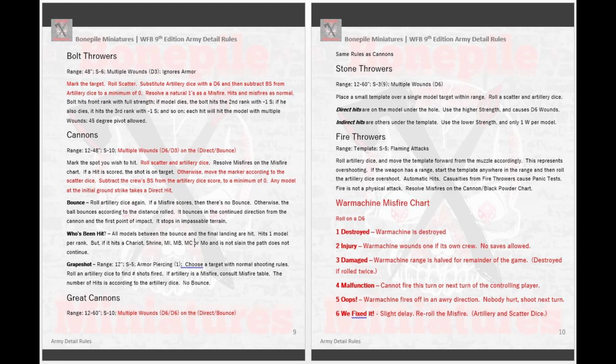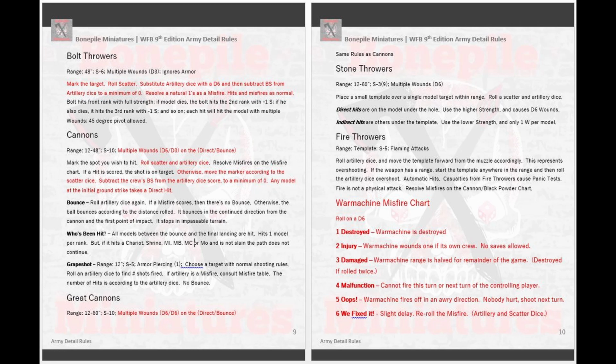So the bolt thrower changes say, mark the target. I suggest using a token or a coin, a bingo chip or whatever that's about 1 inch in diameter that you want to use. And use that to mark what you are aiming for. Then roll the scatter dice. Also substitute the artillery dice with a D6. And then subtract the unit's ballistic skill from the artillery dice to a minimum of 0.